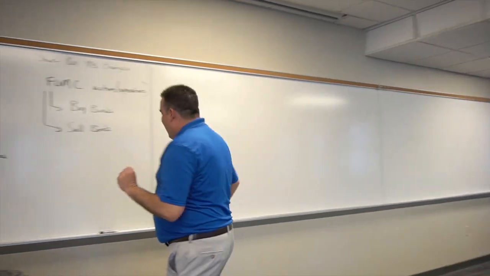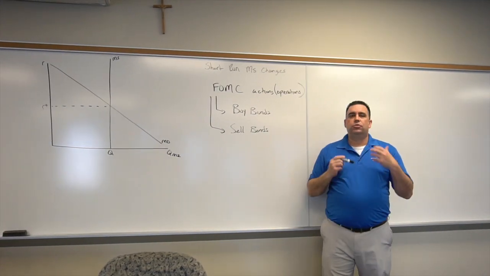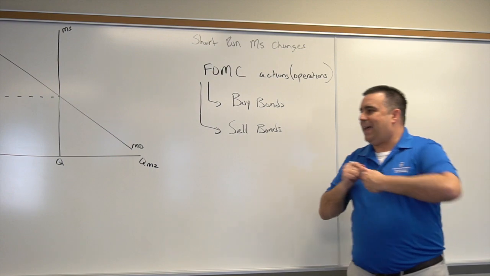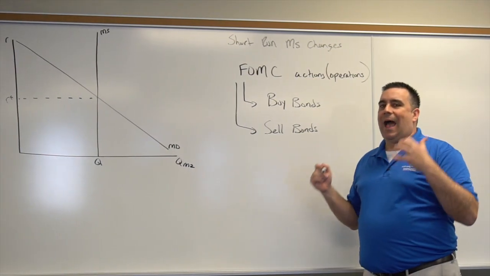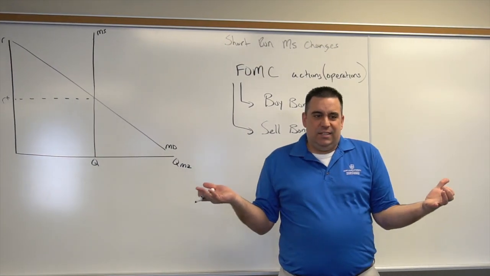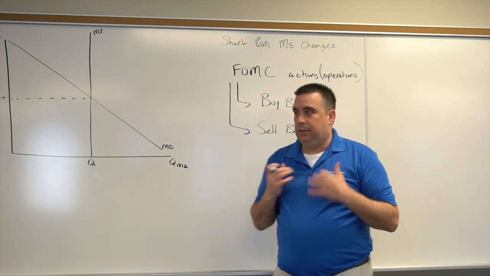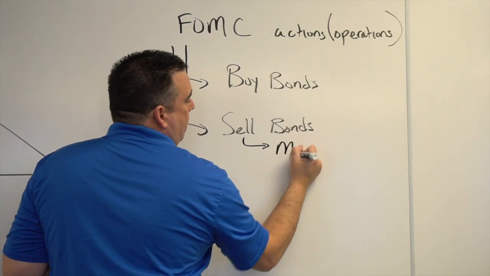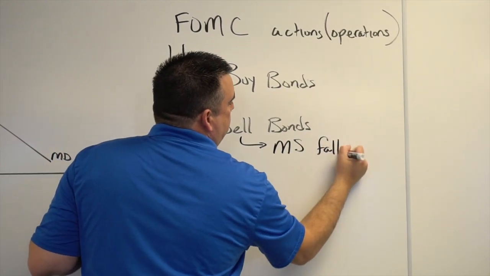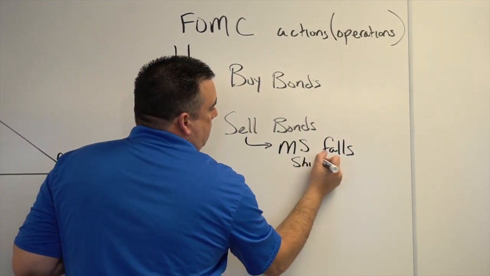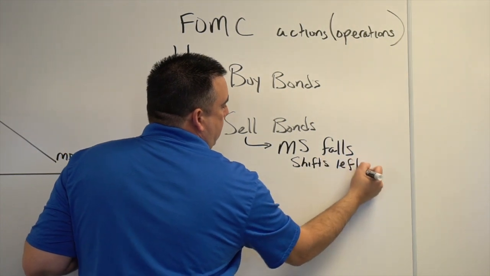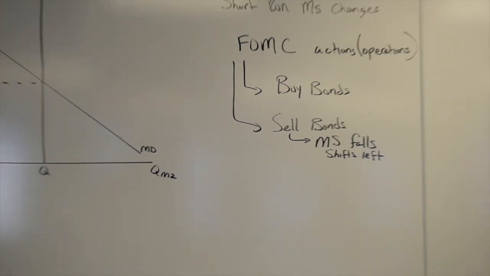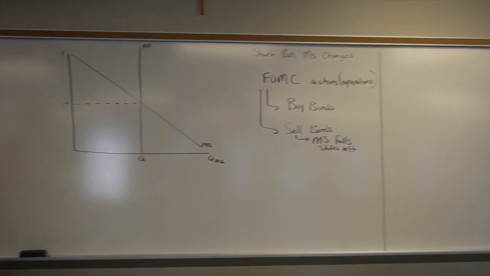What effectively happened when the Federal Reserve sold that bond? So me as the Federal Reserve, I sold that bond. I effectively took money out of society, and that was instant. That was immediate. I took that money. So when the Federal Reserve sells bonds, money supply falls, right, or shifts to the left. So I'm just going to show that because I did a rise on the other graph.